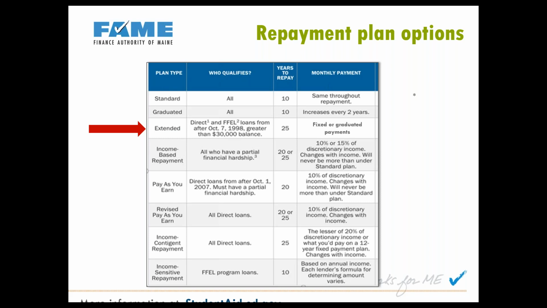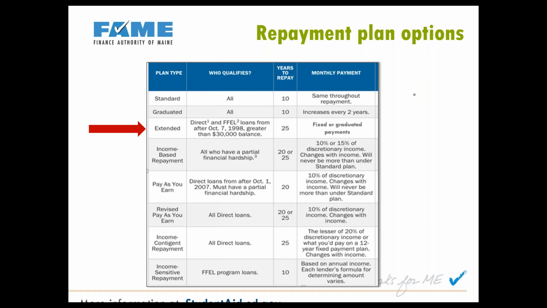To qualify for this repayment plan, you have to owe at least $30,000 in either a direct or a FFELP loan. So for example, if you owe $35,000 in a FFELP loan and you have $10,000 in a direct loan, you can only choose this for the FFELP loan because it's over $30,000. The direct loan wouldn't qualify here. If you take out this plan, you have two options for repayments. You have graduated or a fixed amount.